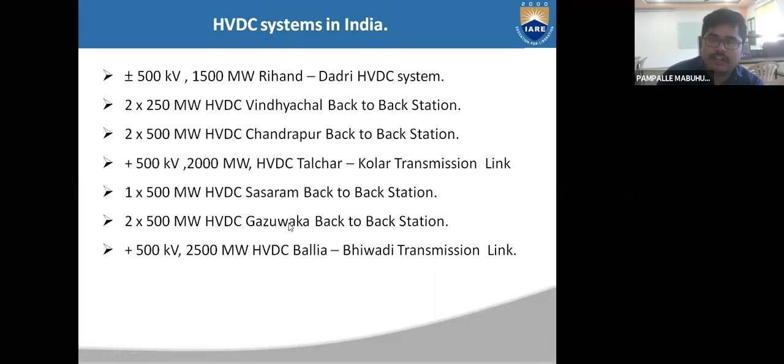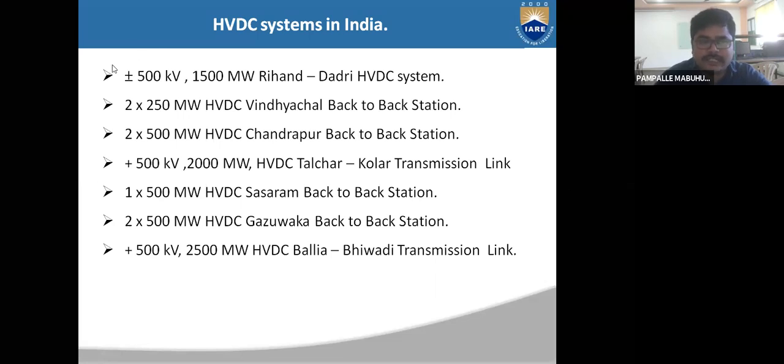And you also have Gazuwaka. At Gazuwaka you have one HVDC transmission system which is a back-to-back station, with a rating of 2 into 500 megawatts. Also you have an HVDC transmission system between Balia and Bhiwadi. Between these locations you have one transmission link, with a voltage level of 500 kilovolts and power rating of 2500 megawatts. So these are the HVDC transmission systems presently operated in India.